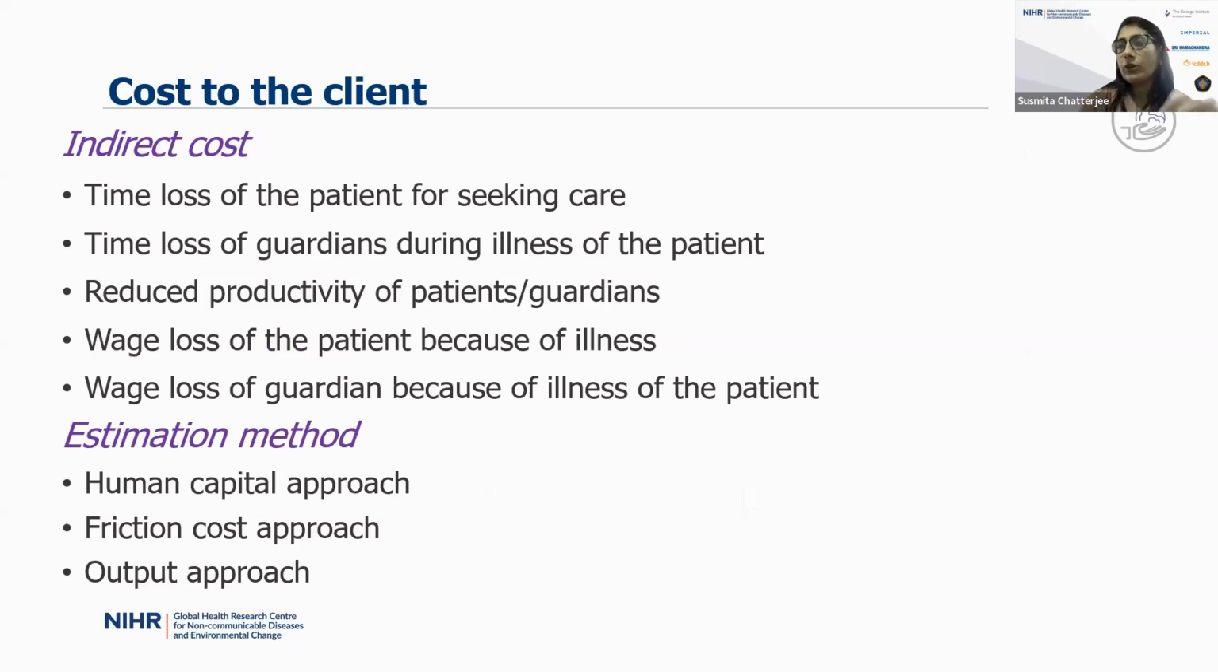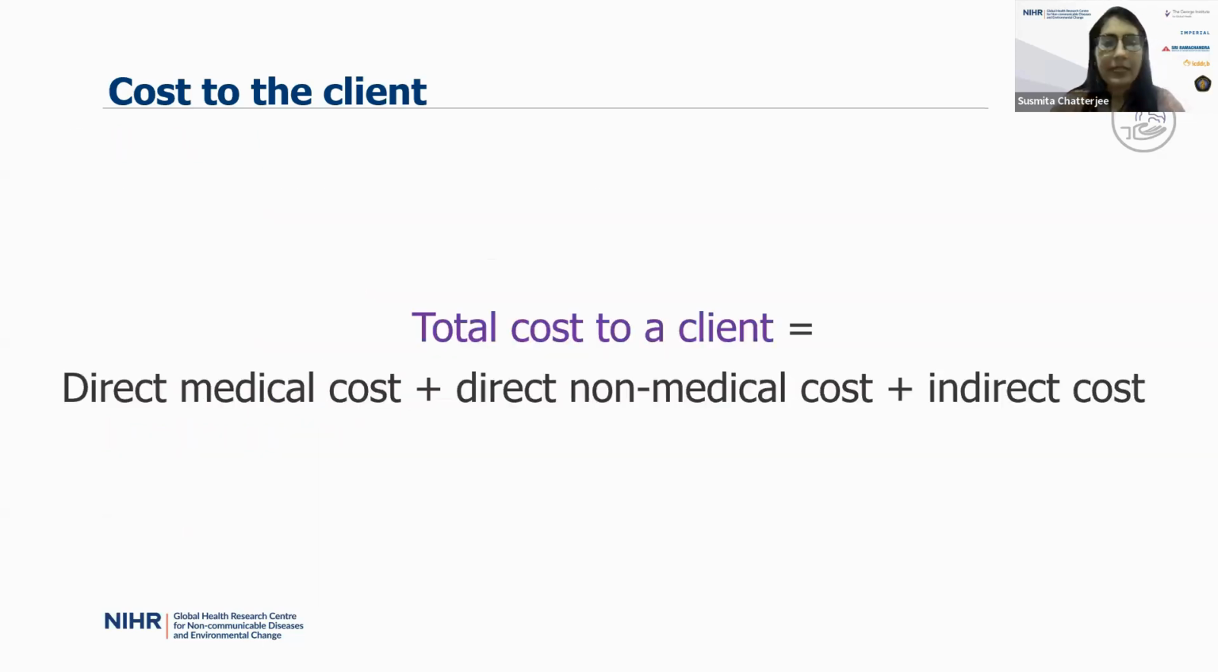So that's the cost to the client. So that's the patient perspective, because everything I have spoken of from here is the patient. That is, I, as a patient, or my household, is spending, right? There is nothing to do with the government. So the final cost to the client, the client meaning the patient here, is direct medical, direct non-medical, and indirect. That's your total cost. I hope it is clear. Please keep asking if you have any other question.